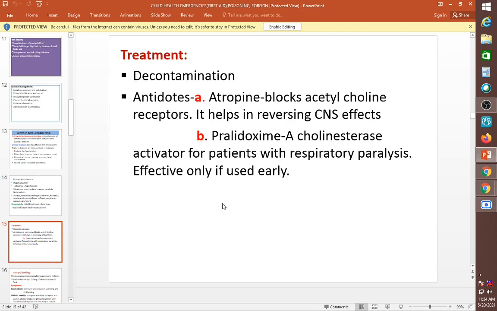Next is pralidoxime. It is a cholinesterase activator, and this is given because the level of cholinesterase in the blood decreases. That is why this medication is given, to increase it and to prevent respiratory paralysis, or if a patient already has respiratory paralysis, for the patient to revive from it. But it is useful only if it is used early. Is this clear?